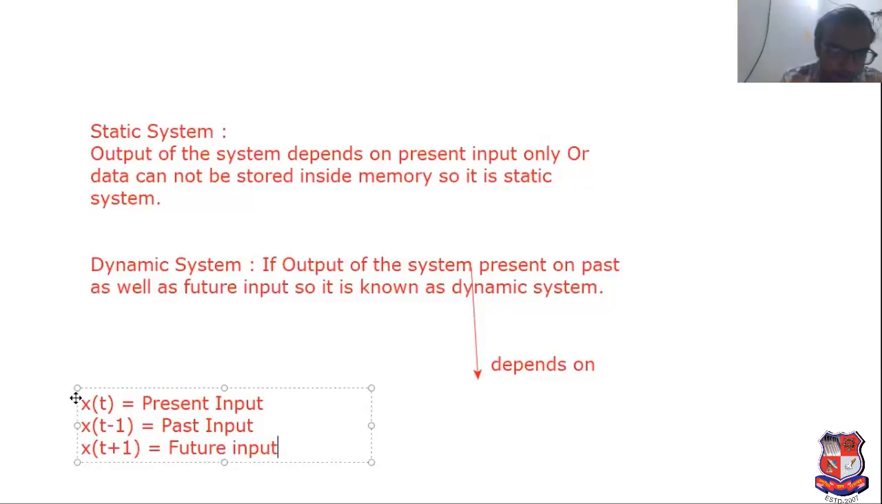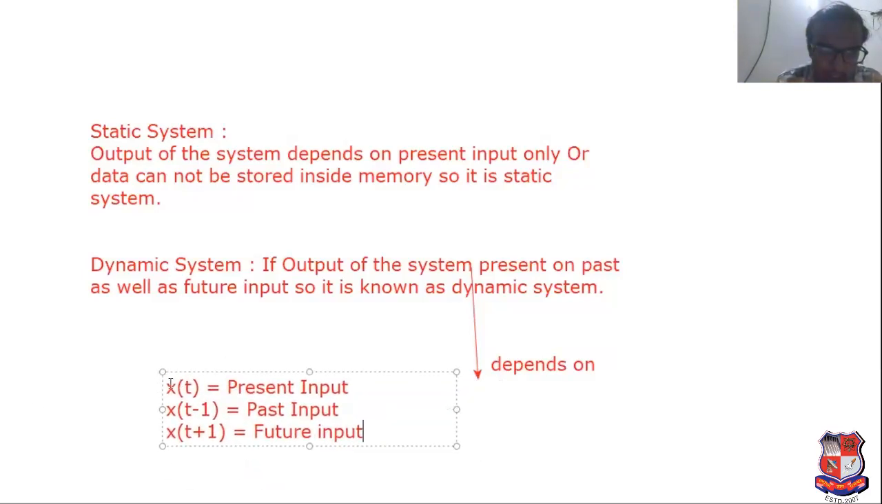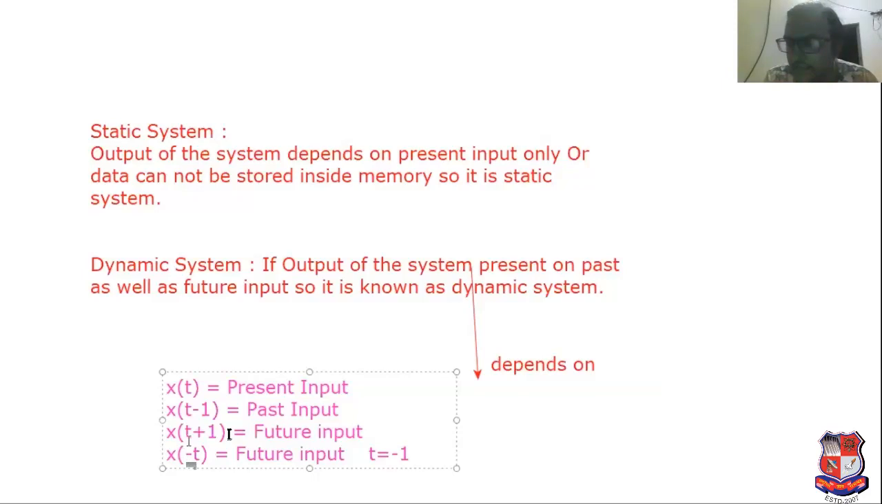Remember this point. Try to understand these three terms very clearly. That's why I have highlighted past input and future input with different marks. Simultaneously, x of minus t is also known as future input. Why? Because if you put t equal to minus 1, then here we get the output x of plus 1. That's why it is considered a future input with respect to time.